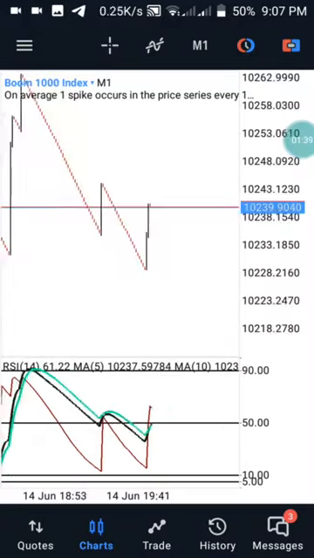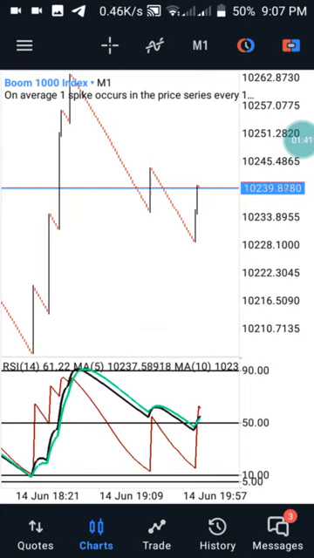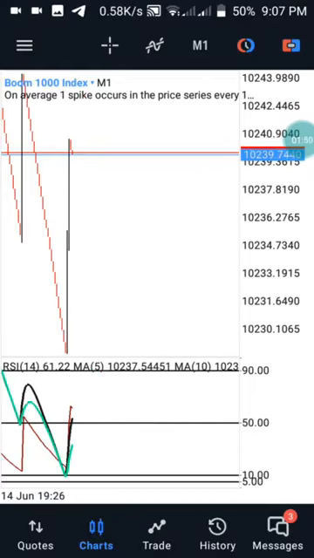And also this strategy, I told you guys that you can use it to scalp the market for you to catch a lot of profits. And you can also use this strategy to catch a spike entry, only if you use it the way I explained in this video.